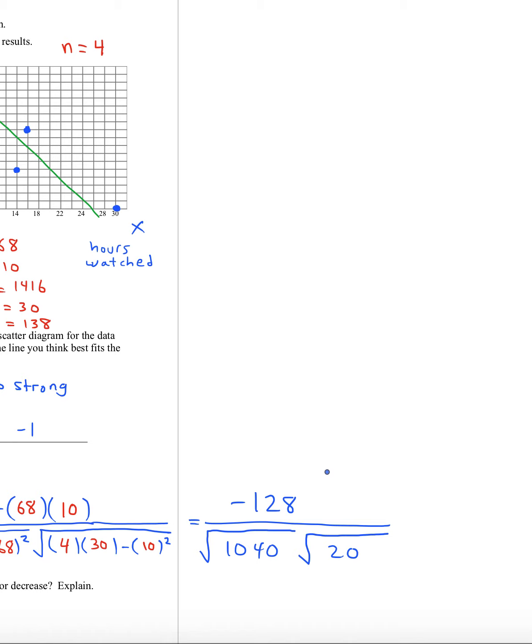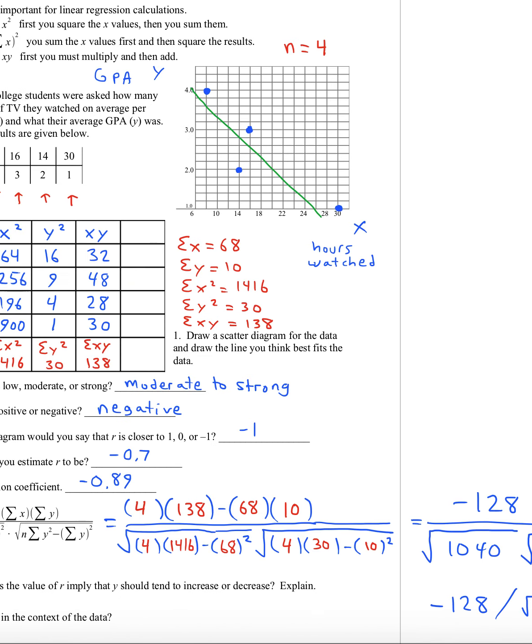So now it'll be fairly easy to plug into the calculator. All you need to do is just negative 128 divided by the square root of 1040. Close the parentheses and then divide by again, 20. Type it into the calculator just like that, and you get the correlation coefficient that Desmos had found. Negative 0.89.